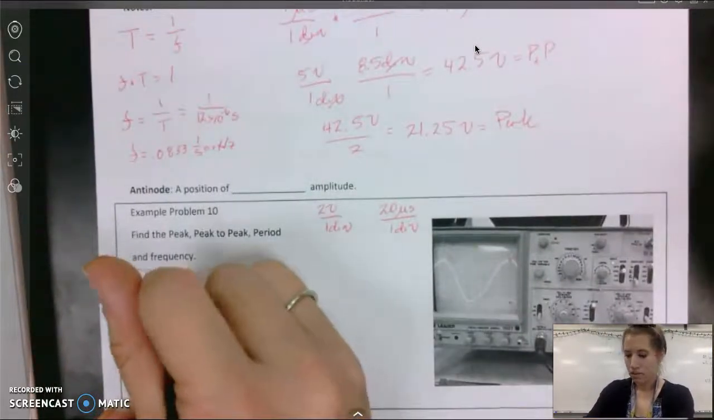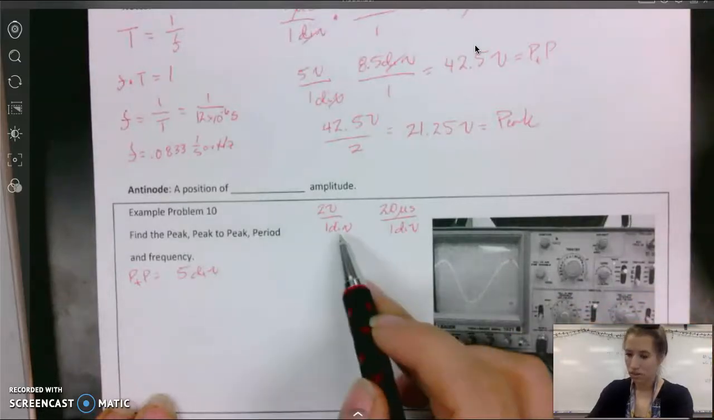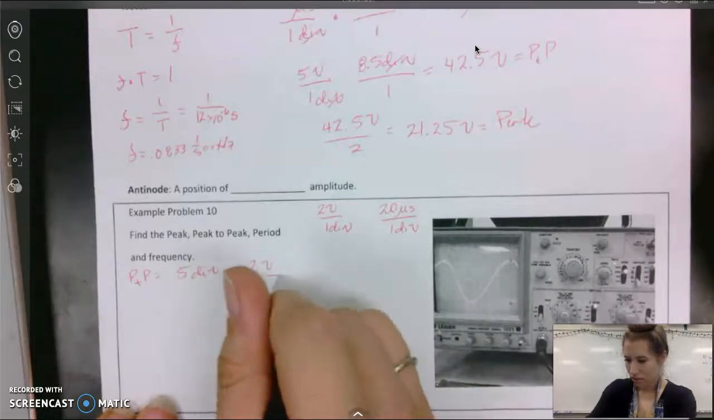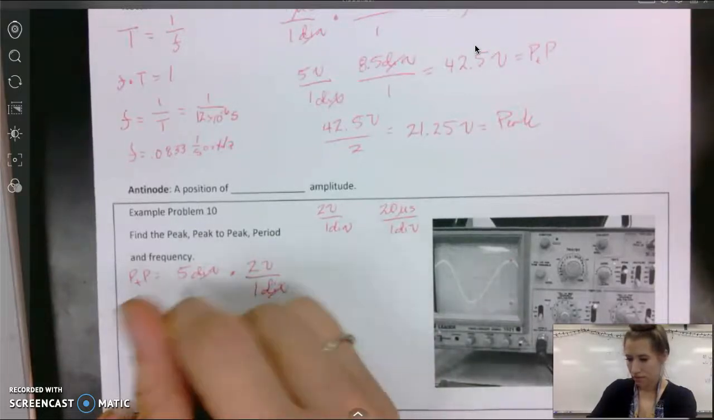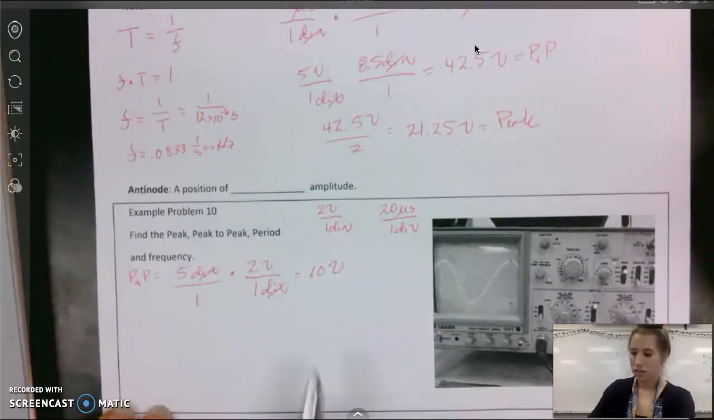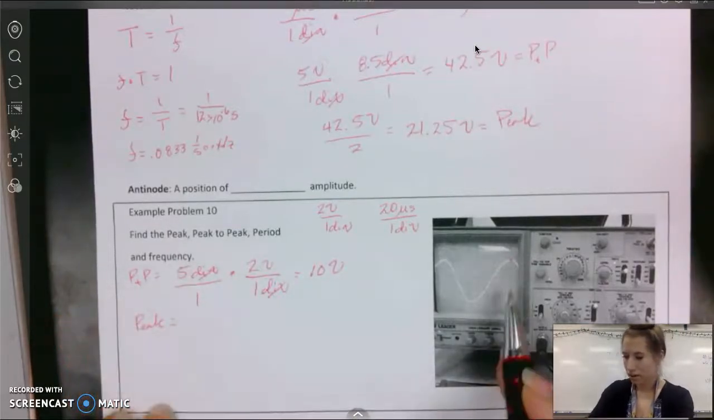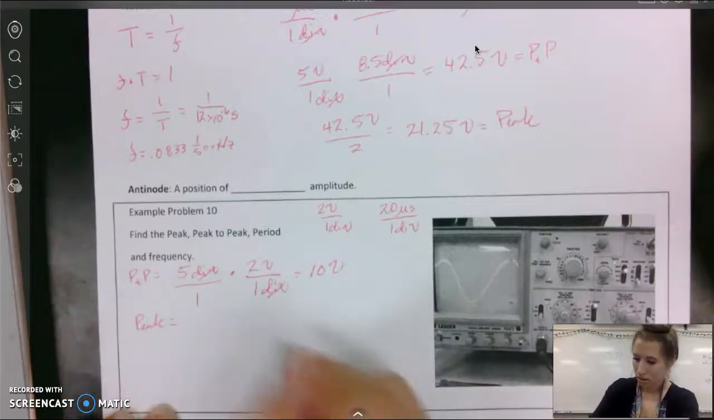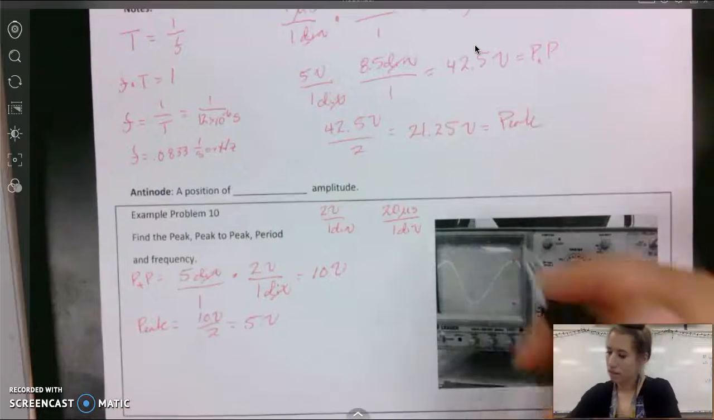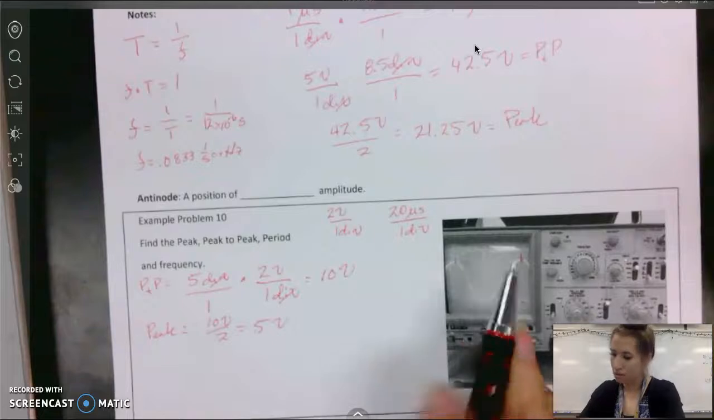Okay, so if I have 5 divisions, and this is the vertical component, so it's the voltage one, and I multiply that by 2 volts for every 1 division, that would give me 10 volts. Okay, and so if that's 10 volts, then my peak value would be half of that, right? It'd be from the middle up or the middle down, so 10 volts divided by 2, it'd be 5 volts.